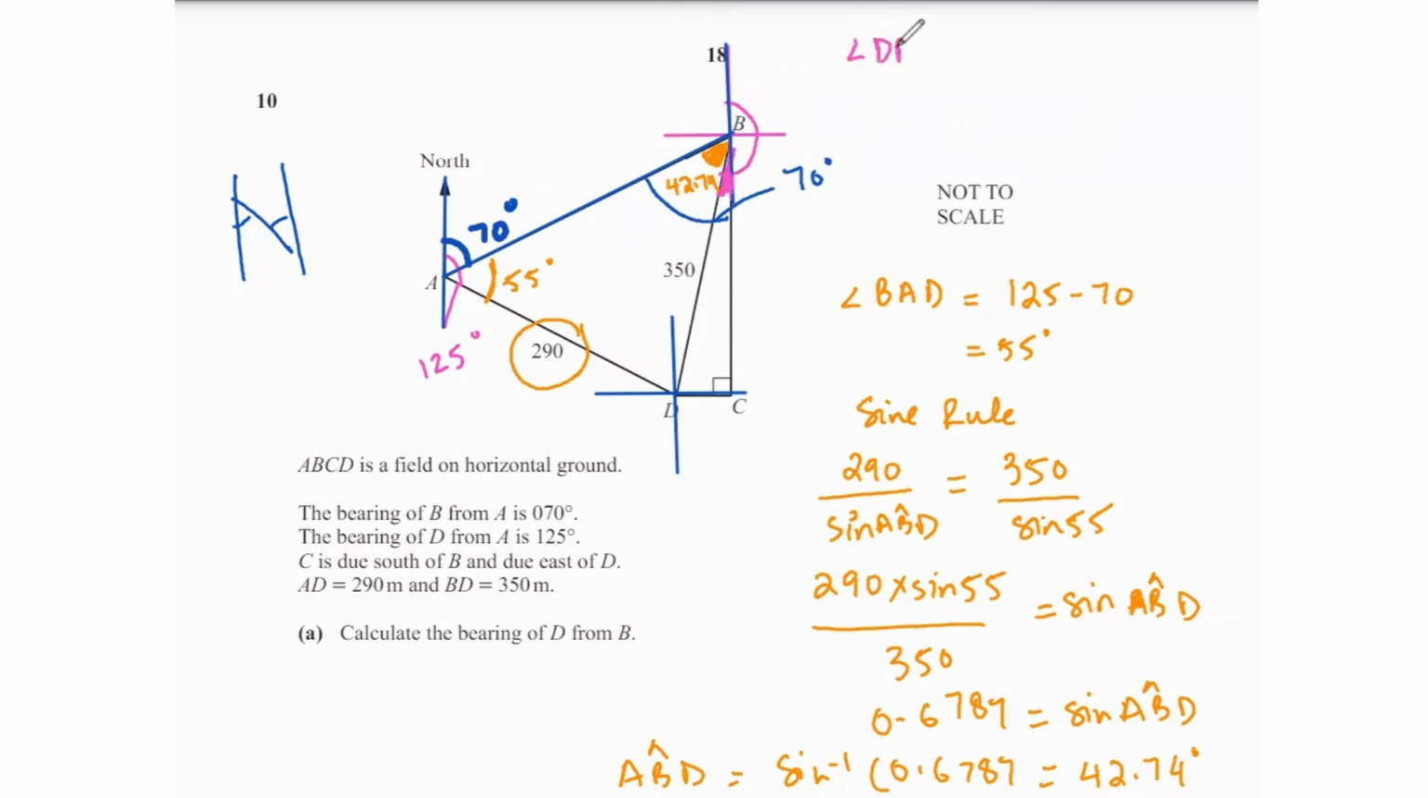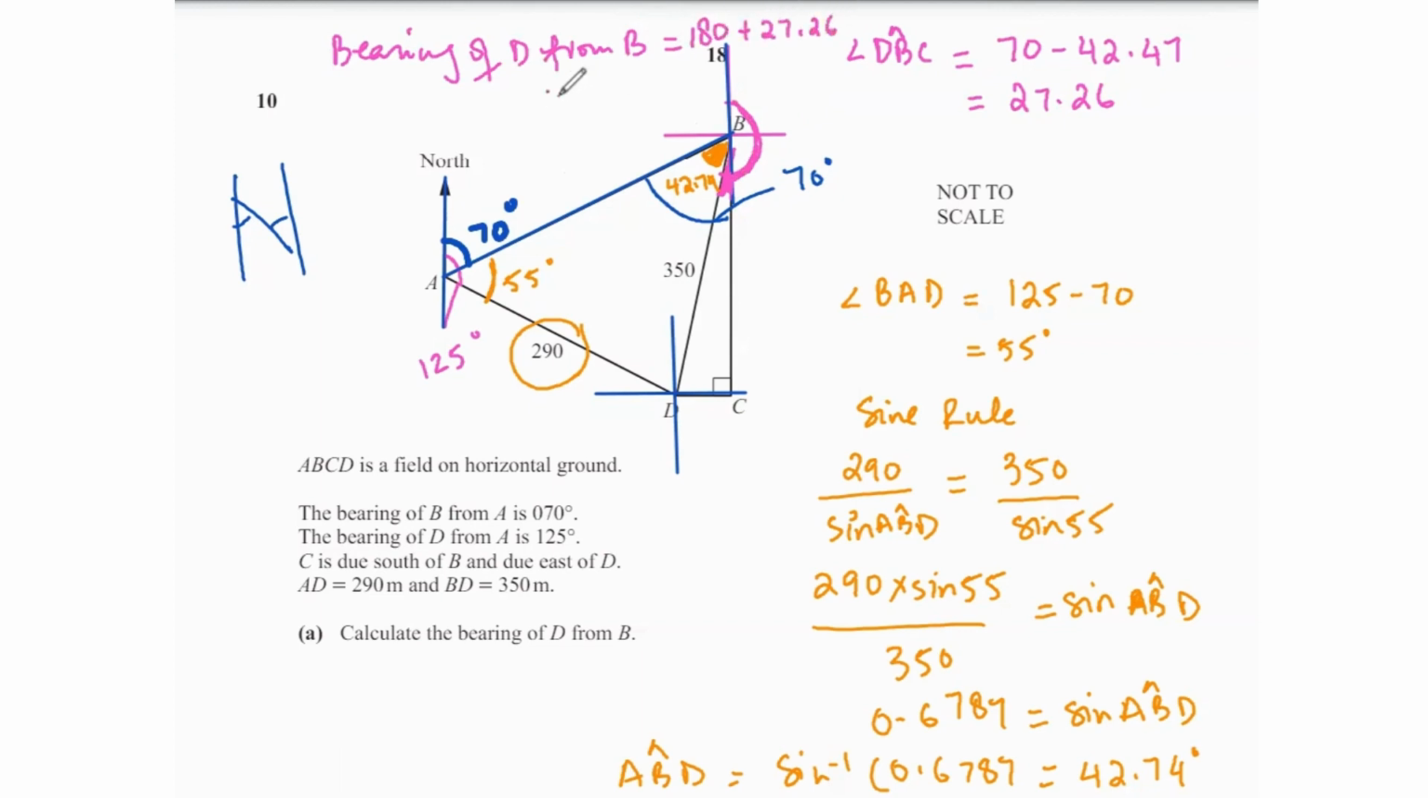So that means to find this pink angle over here, angle DBC, we will do 70 minus 42.74, which will give us 27.26. And the bearing of D from B will basically be this entire thing, so that's going to be 180 plus 27.26, and that equals 207.26. This is your final answer.